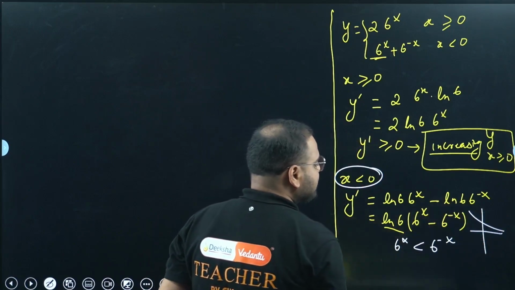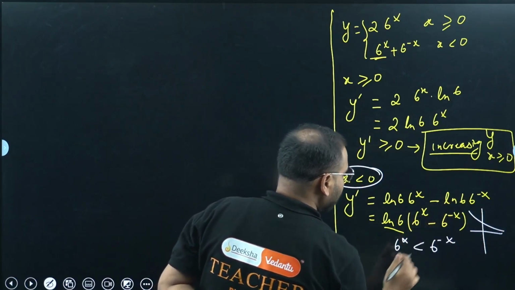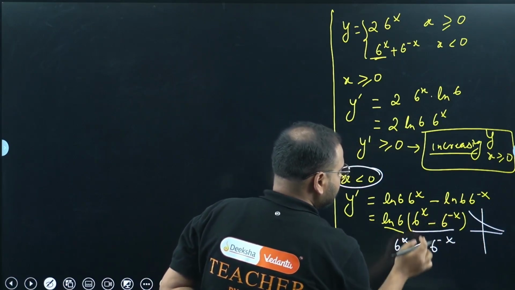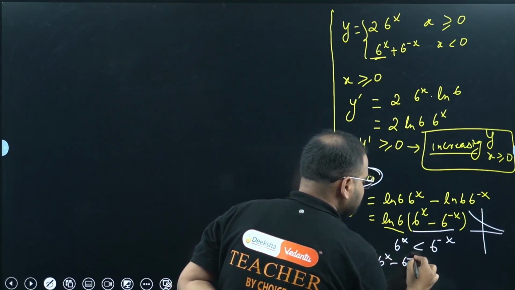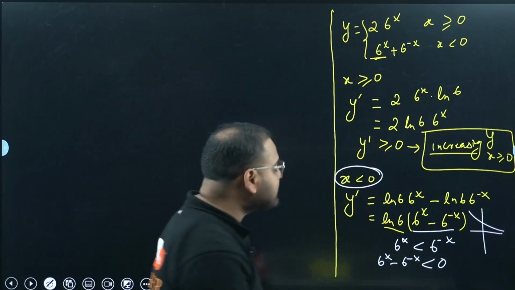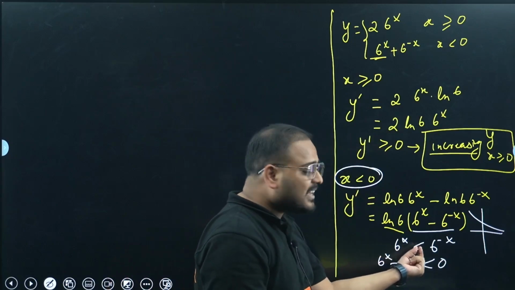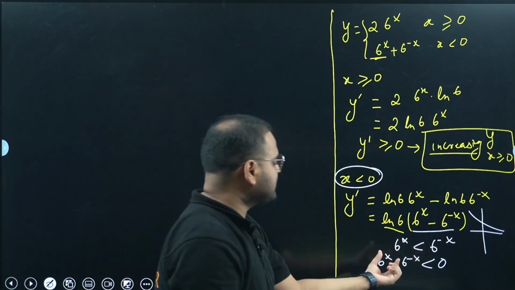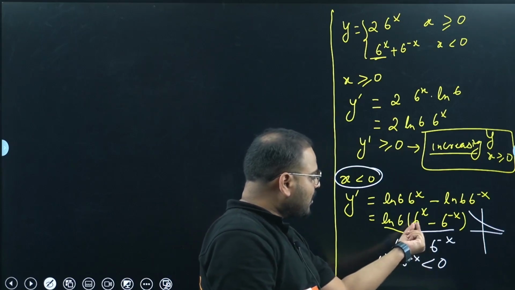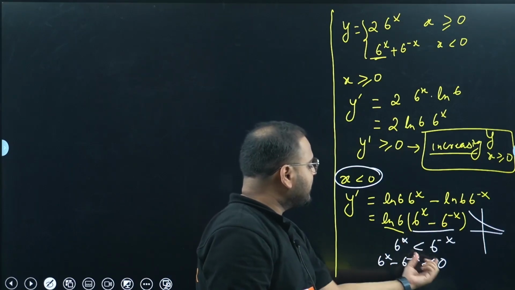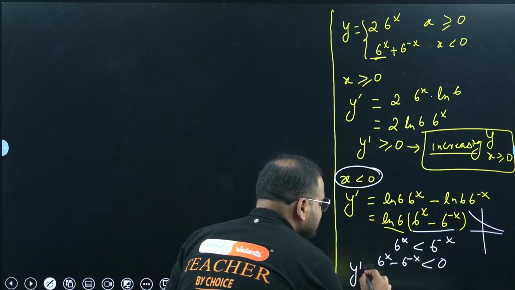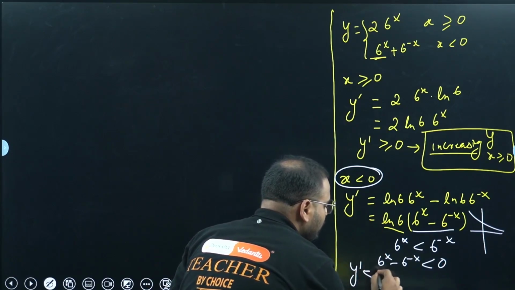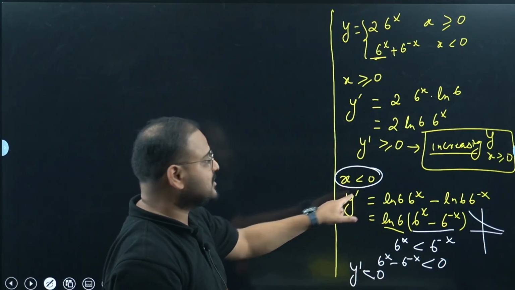Okay, we can say that this value will be what? 6 power x minus 6 power minus x will be less than 0, because 6 power x is less than 6 power minus x. For that reason, the difference is also less than 0. This is smaller, this is bigger. The difference is negative. If the difference is negative, I am trying to say y dash is less than 0. When, sir? When x is less than 0.